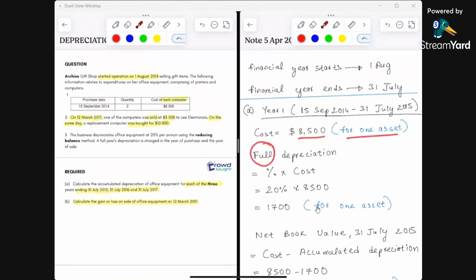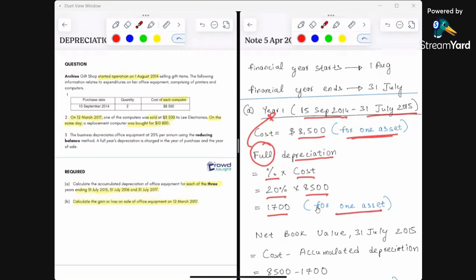And we are applying a full depreciation in the year of purchase, starting 15th of September 2014 and ending 31 July 2015. So in the year of purchase, the full depreciation is calculated by multiplying the given percentage with the original cost. The given percentage is 20, and the original cost is 8,500, which gives us a full depreciation of $1,700 in year one for one asset only, okay?